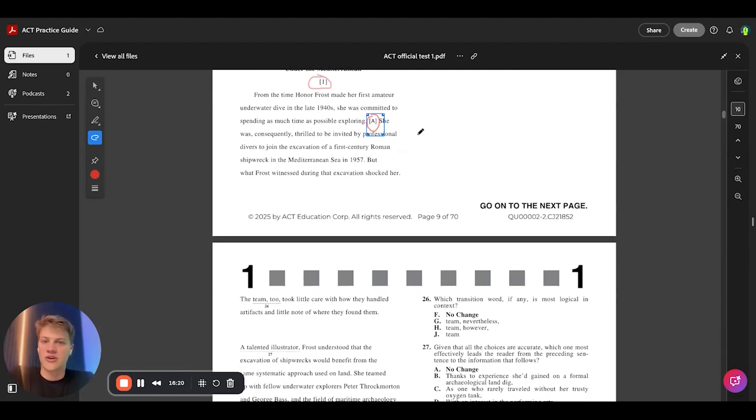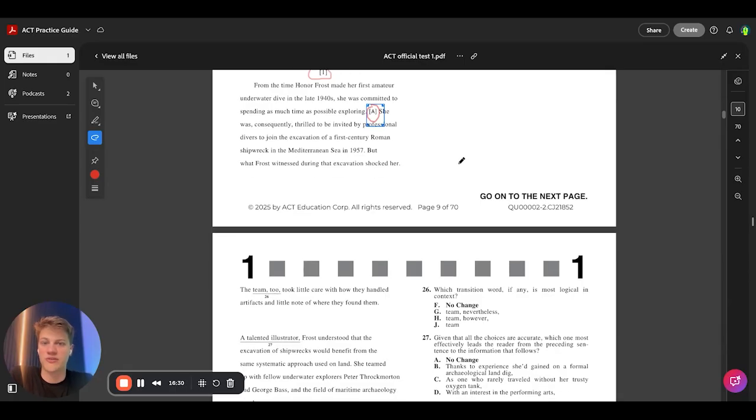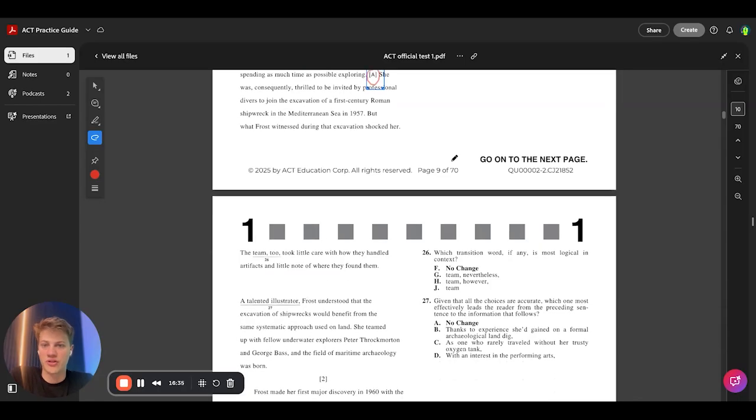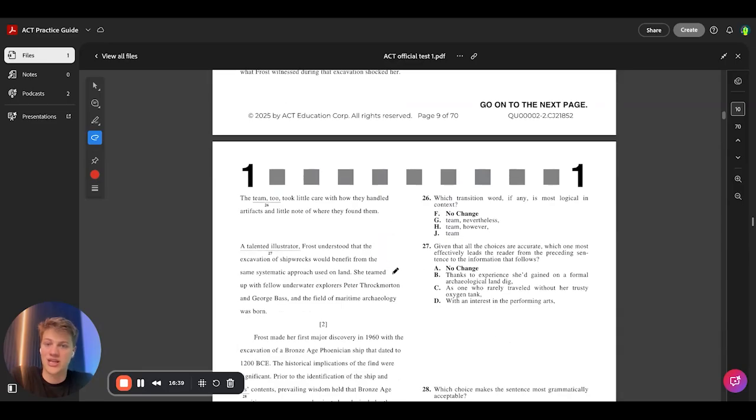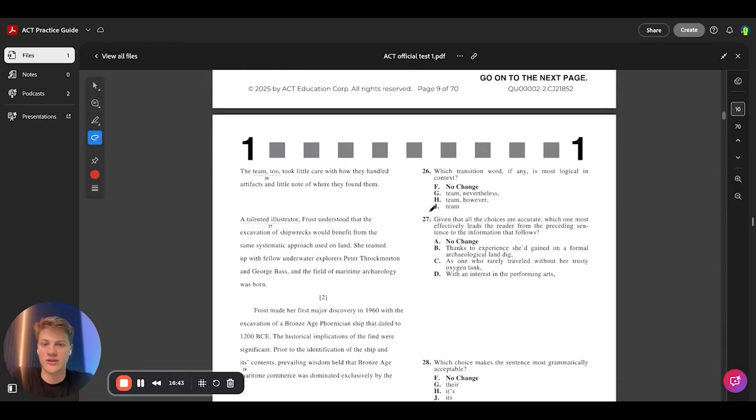From the time Honor Frost made her first amateur underwater dive in the late 1940s, she was committed to spending as much time as possible exploring. She was consequently thrilled to be invited by professional divers to join the excavation of a first-century Roman shipwreck in the Mediterranean Sea in 1957, but what Frost witnessed during that excavation shocked her. The team, too, took little care with how they handled artifacts and little note of where they found them.